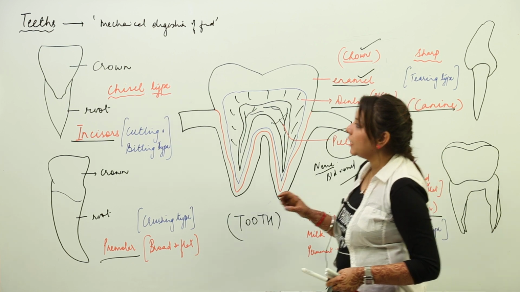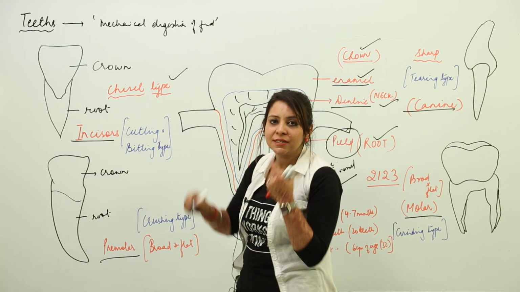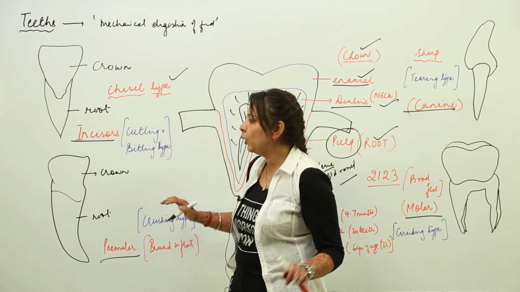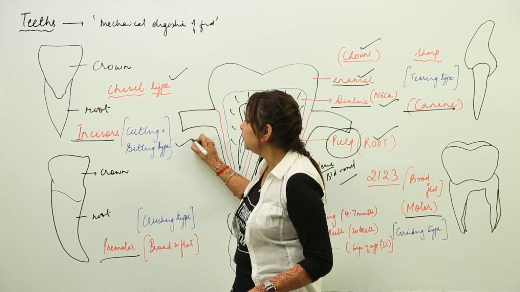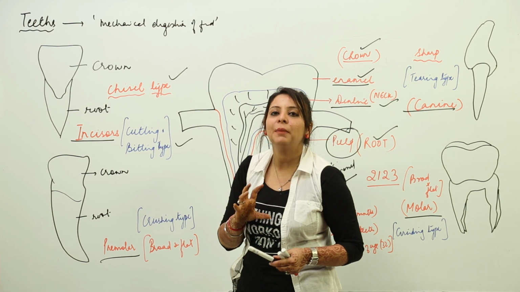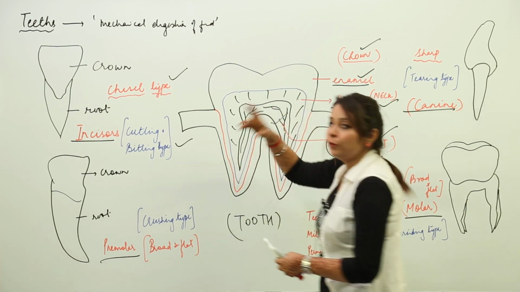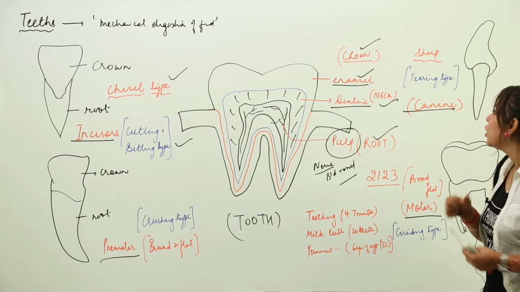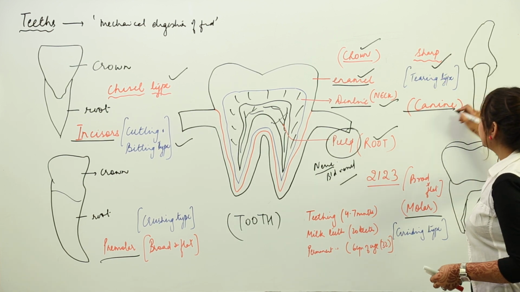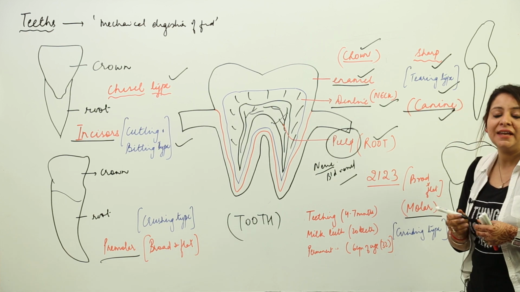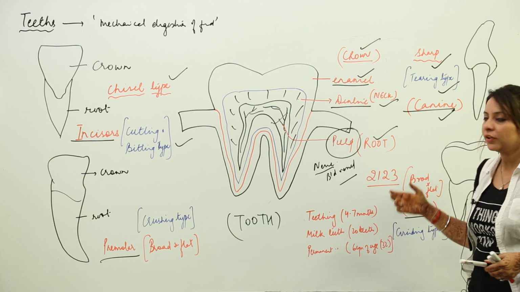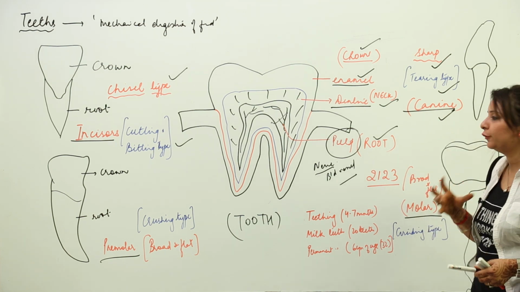Incisors, how do they look? They are chisel type. These are the front teeth, with a crown and root, and they are cutting and biting type. That means they help in cutting and biting of food. Next we move on to the sharp teeth present at the sides, one in each jaw. That is the canine. It is a tearing type and is much more prominent in flesh eaters because it helps in the tearing of food.